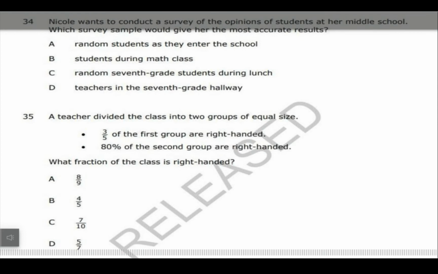All right, for 34, it says Nicole wants to conduct a random survey. We actually talked about surveys yesterday in class. Which survey sample would give the most accurate results? All right, so she wanted to do a survey of opinions of students at her middle school. So it says random students as they enter the school, students during math class, random 7th grade students during lunch, and teachers in the 7th grade hall.